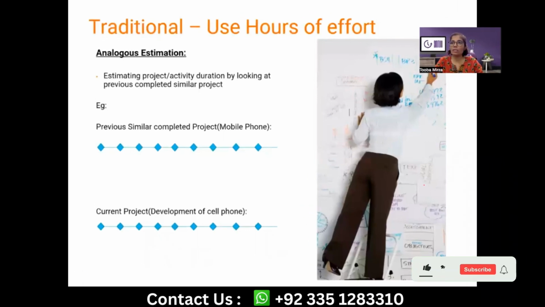Time on the understanding and explanation of traditional estimation techniques. This is not an exhaustive list that we are going to discuss in today's class. These are some of the techniques, and there are other techniques as well that we are going to discuss as we move along, because they require the understanding of WBS first. Starting off with the analogous estimation, which is a traditional way of estimating projects.